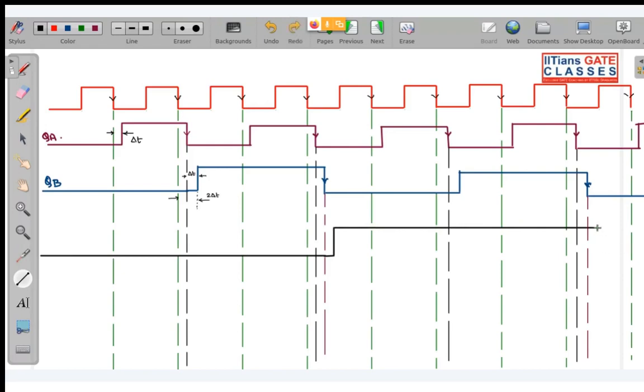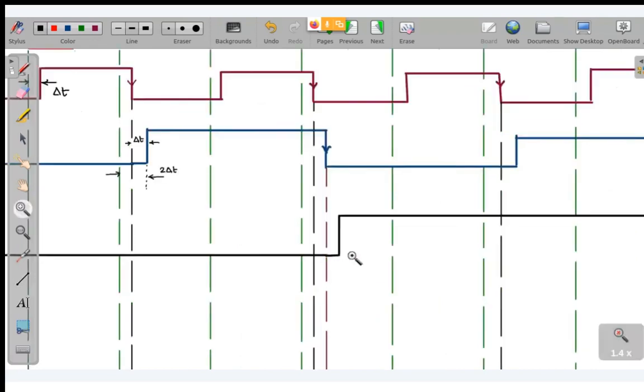Okay. So now look, this is your QC. And see very carefully. This much time is del t. This is also del t, and over here this is also del t. That means from here to here it is 3 del t. So the maximum propagation delay that we can see is 3 del t.